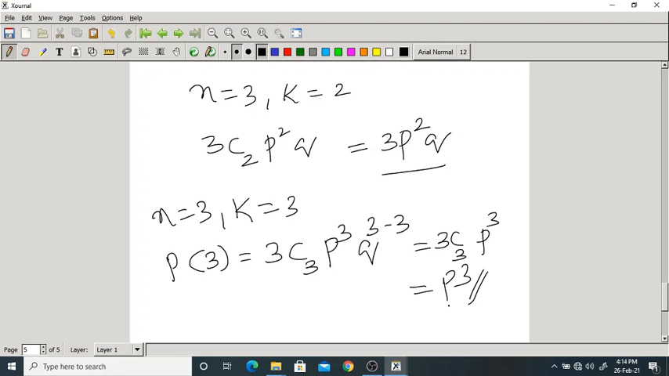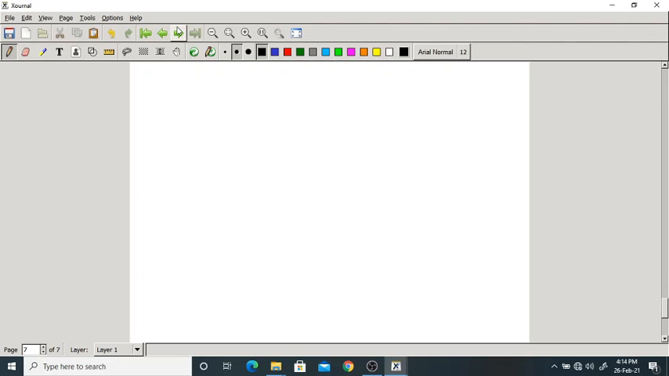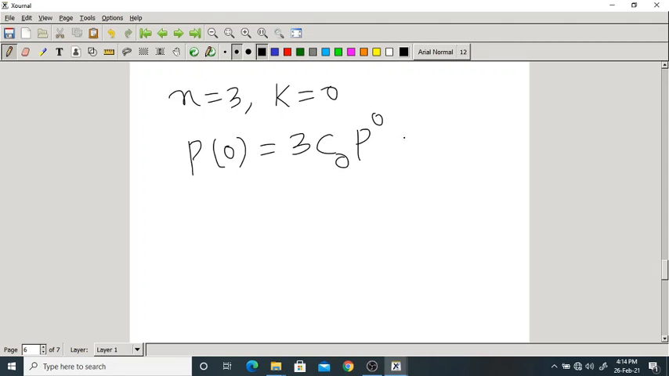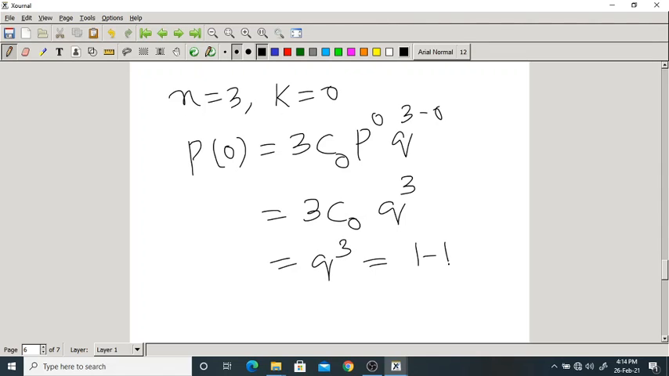Suppose if I ask you getting 0 heads, which means n equal to 3 and k equal to 0. What is the probability of getting 0 heads? That is 3C0 p power 0 q power 3 minus 0. That equal to 3C0 q power 3. That equal to q power 3. This also equal to 1 minus p whole cube. Okay, in this way you can find out any possibilities.